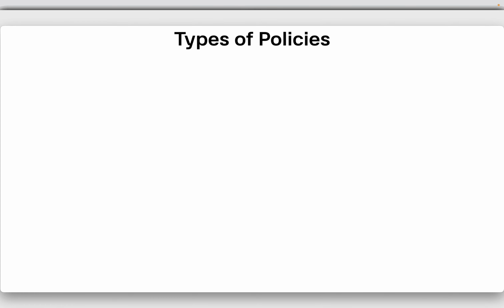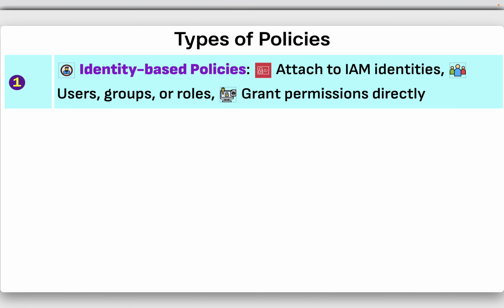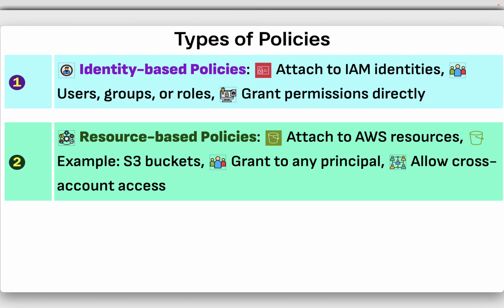So, types of policies. We'll go through all the types of policy. First one, identity-based policies. This gets attached to IAM identities to grant permissions directly to users, groups or roles. Second type of policy is resource-based policies. This gets attached to AWS resources like S3 buckets to grant permissions to any principal, including those from other accounts.